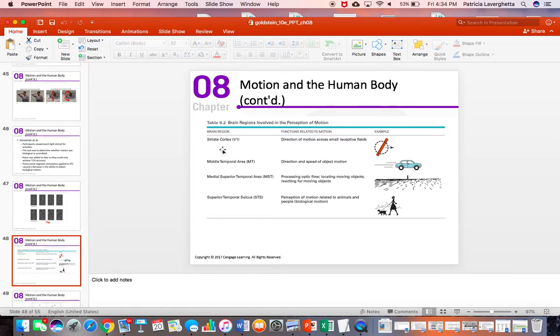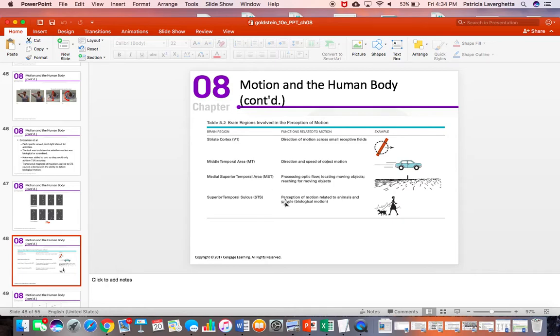So we've got V1, good old V1 that we've already spent some time on. Detection of motion across small receptive fields, and that was the Hubel and Wiesel work. You can see lines going by. The MT area, which I was just talking about, direction of motion, like watching a car go past you to the right or to the left. And also, I didn't mention this earlier, it's involved with estimating the speed of an object. Is it going fast? Is it going slow?